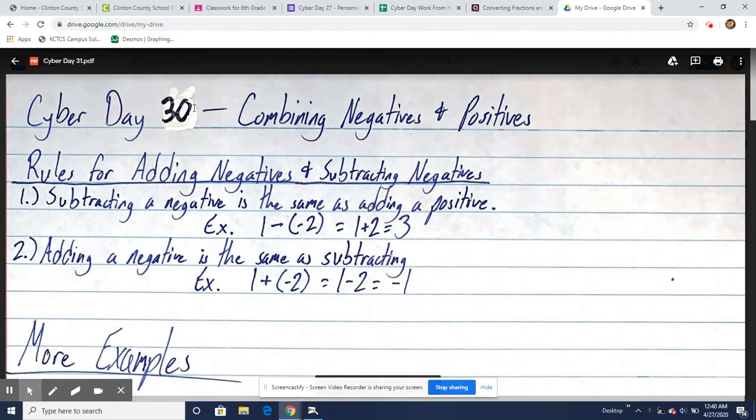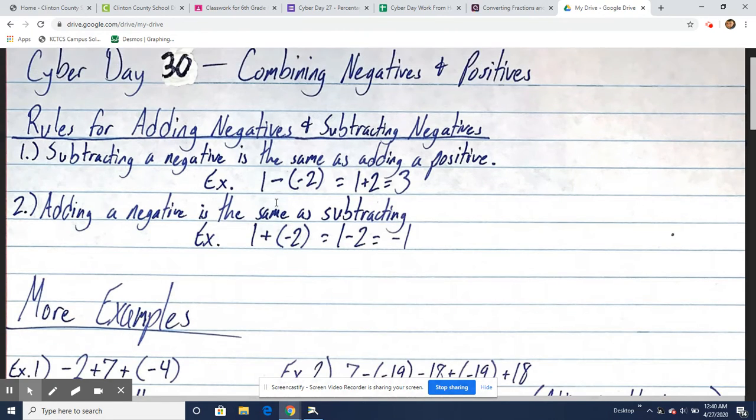So please ignore the Cyber Day 30 up here at the top left. That was originally going to be last Friday's lesson, but I remembered we needed percentages finished up in there first. So that's a little bit off. But first, we're going to look at combining negatives and positives and mainly focus on adding and subtracting in this video. Dividing and multiplying will be in the next one.